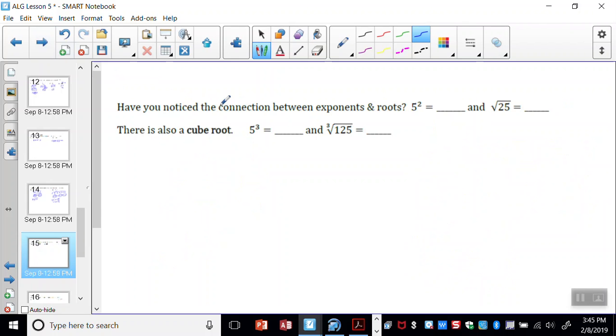Have you noticed the connection between exponents and roots? 5 squared is 25, square root of 25 is 5. Same thing with cube root: 5 to the 3rd power is 125. If you see this small 3, it's a cube root. Cube root of 125 is 5.